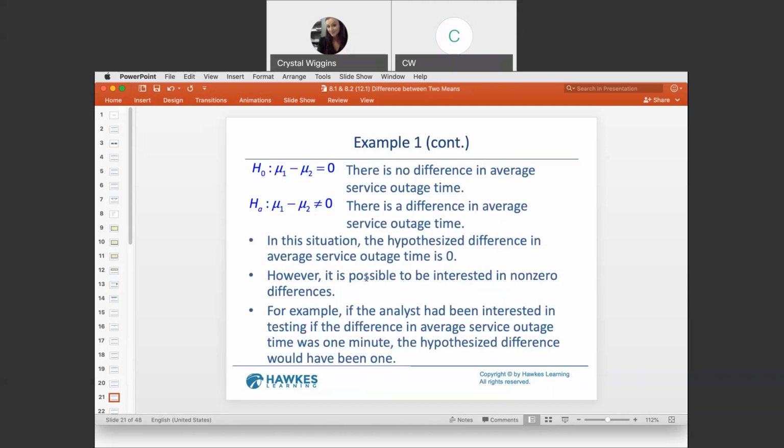Okay, so if we get a negative answer like we saw with the confidence intervals, all that negative means is that mu2 was larger than mu1. So if you're thinking, how can we talk about a negative difference in time? It really just means that the bigger mean was put second in the equation. In this situation, the hypothesized difference in the average outage time is 0. However, it is possible to be interested in non-zero differences, like I just stated. For example, if the analyst had been interested in testing if the difference in average service times was 1 minute, the hypothesized difference would have been set equal to 1.